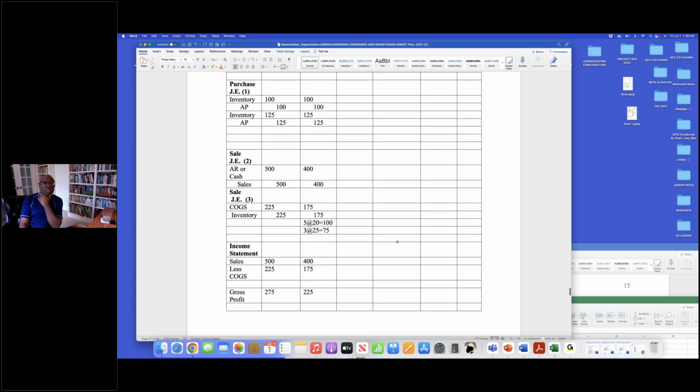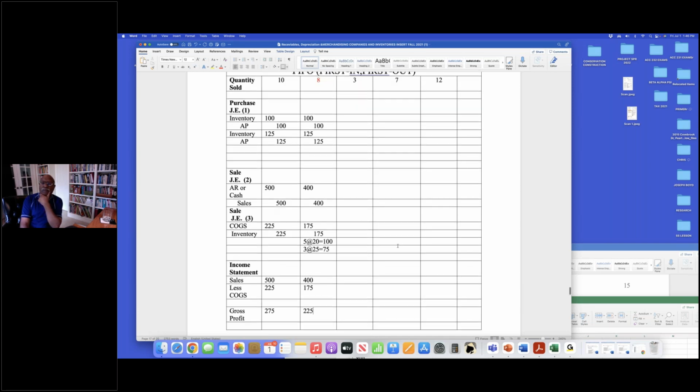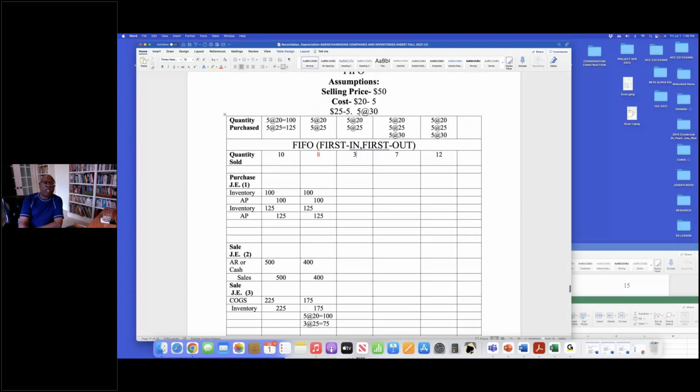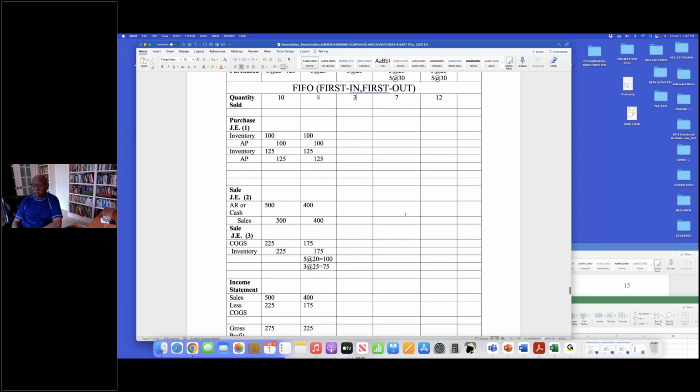Okay, so let's look at the scenario where we sold 3. So same thing. Selling price is 50. You bought some at 20 and some at 25. But you only sold 3. So what's it going to look like now? Take about 5 minutes and tell me how much money you made.